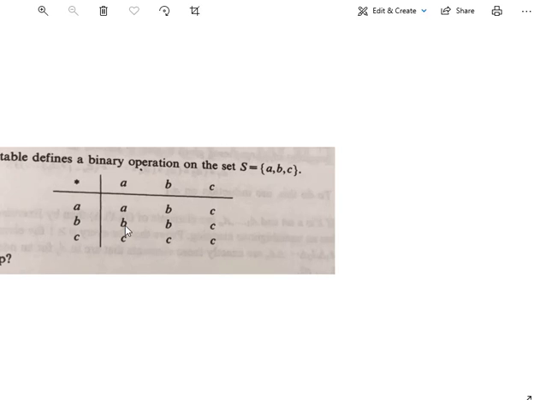What about associativity? If we choose any three elements A, B, C, A star B is B. If we take this B and star it with C, B star C is C. So if we pick these elements A, B, C and first perform B star C, which is C, and then take this result C and perform A star C, it is still C. So we say that this operation is commutative and associative over this set S. And we can also say that this operation is closed over the set S because all the elements formed here are A, B, C.